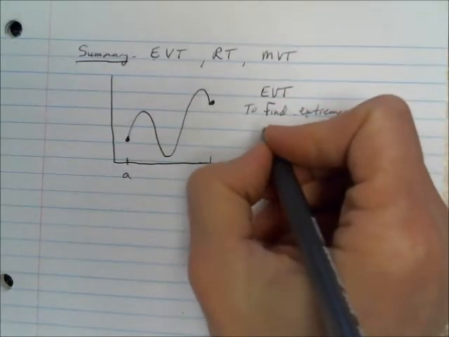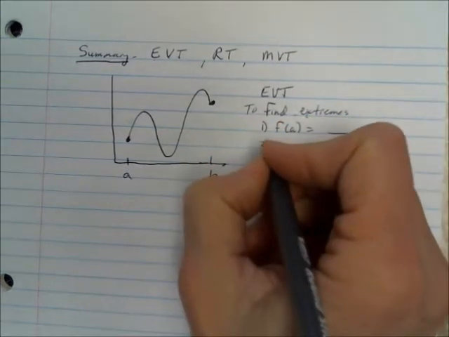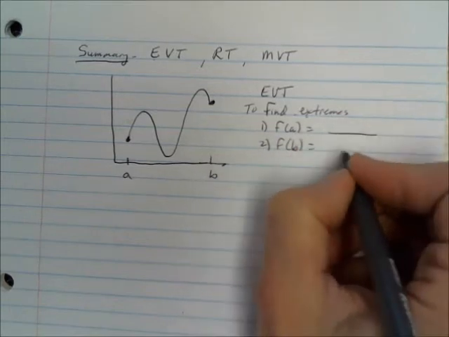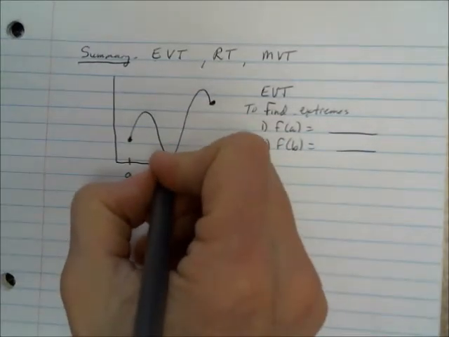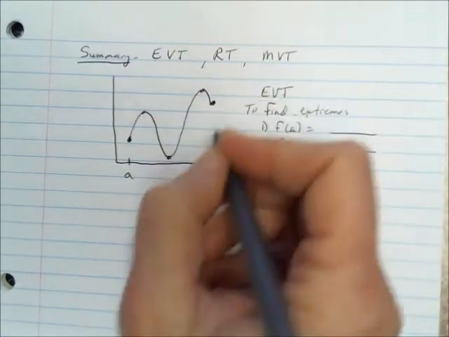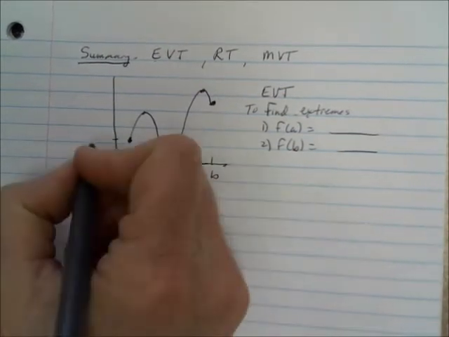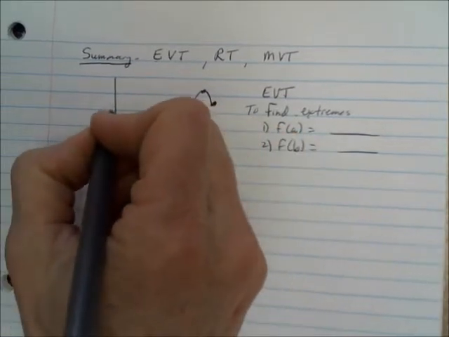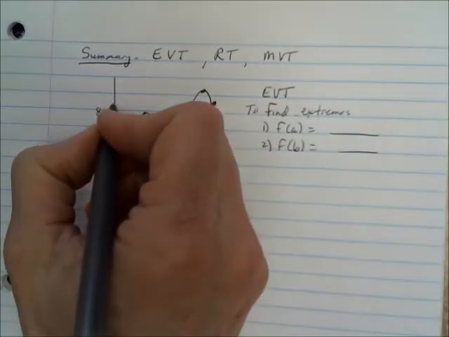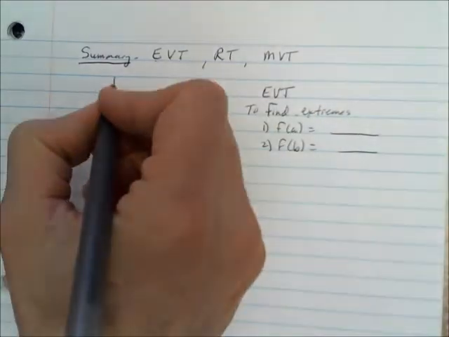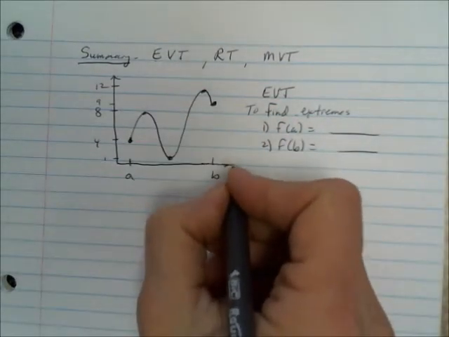So to find the extremes, first we do f of A. It's equal to something. Then we do f of B. It's equal to something. And let's just put some real numbers on here. I'll put specific points at all the potential places. So let's say this is 1. Let's say this is 4. Let's say this is, I don't know, 8. Let's see up here, let's say this is 9. And let's say this is 12.